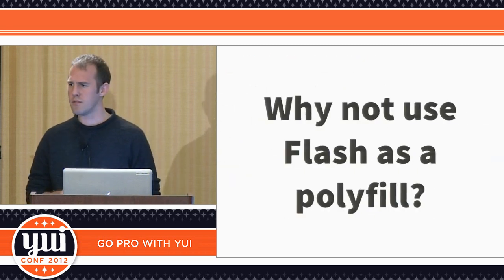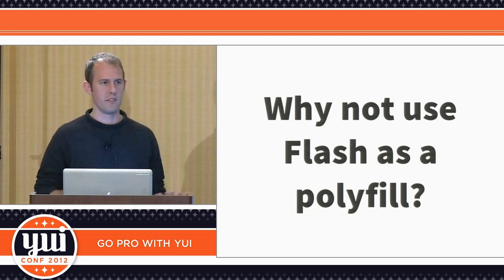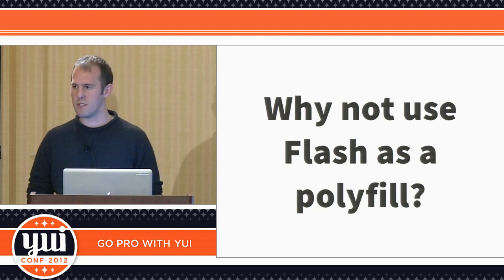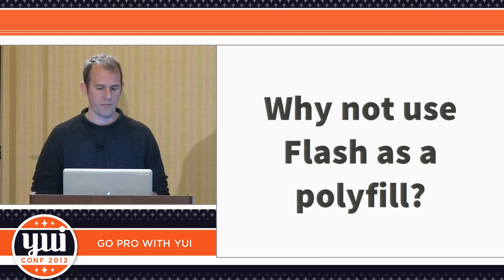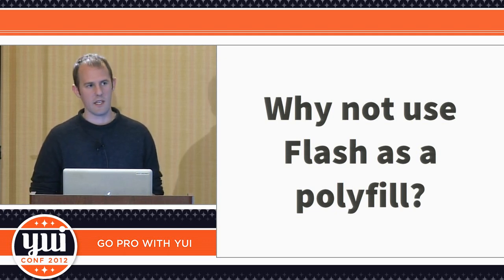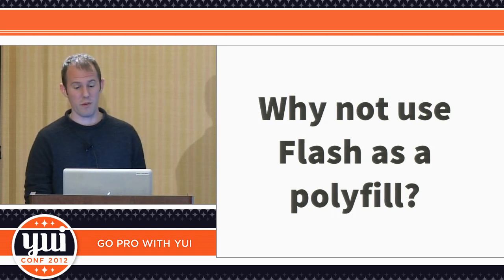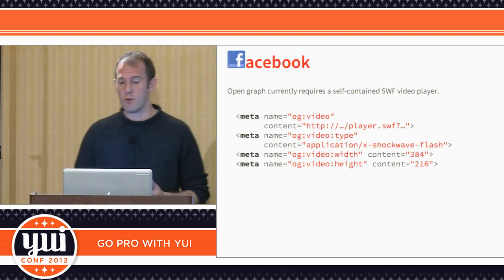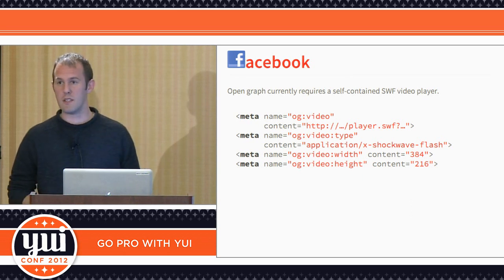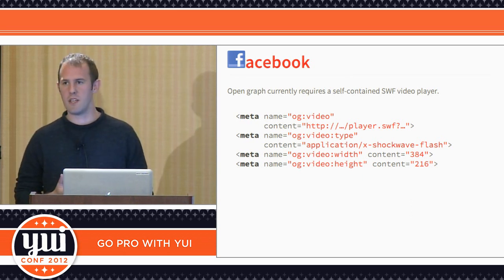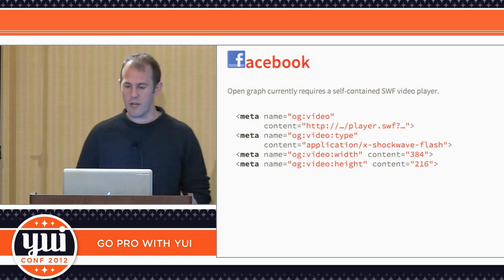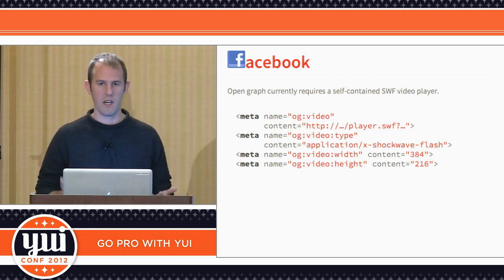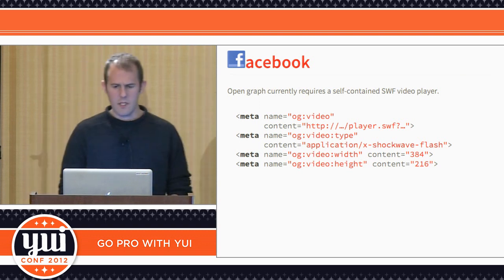But that's not all bad. One thing we talked about is using Flash as a polyfill. So for the browsers that don't support it, add a small Flash layer that replaces the video element and use that instead. But we already had a Flash player that worked, and so that was one of the main reasons we decided not to do it. And the second reason not to use Flash as simply a polyfill is Facebook. Open Graph, if you want your videos to play inline in the content stream, requires a self-contained Flash video player. You can pass it parameters, but if you provide an HTML URL, it's just going to redirect to that page. And this was a valuable thing for us.